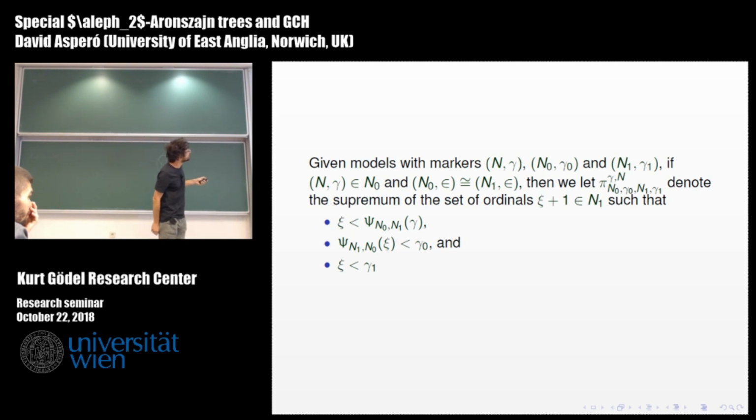So it's a supremum of the set of ordinals in this model such that psi is less than the image of the marker of n. The pre-image of it is less than gamma 0, and psi is less than gamma 1, right? So that's like the supremum of the ordinals to which, it's the least ordinal to which I should morally send gamma, such that the image of n in n1 should have its marker. That's what I mean. Okay? Does it make sense? Okay.